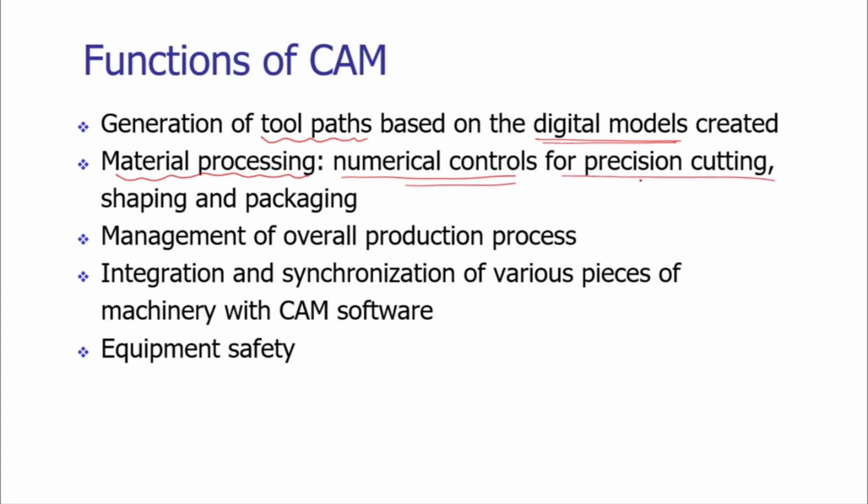It may involve precision cutting, shaping, packaging, painting, inspection, material processing, and allied operations that would be carried out by the CAM systems. The CAM systems should have the capability to manage the overall production processes. So the entire production processes need to be combined together, and efficiently handled and managed by a CAM system.